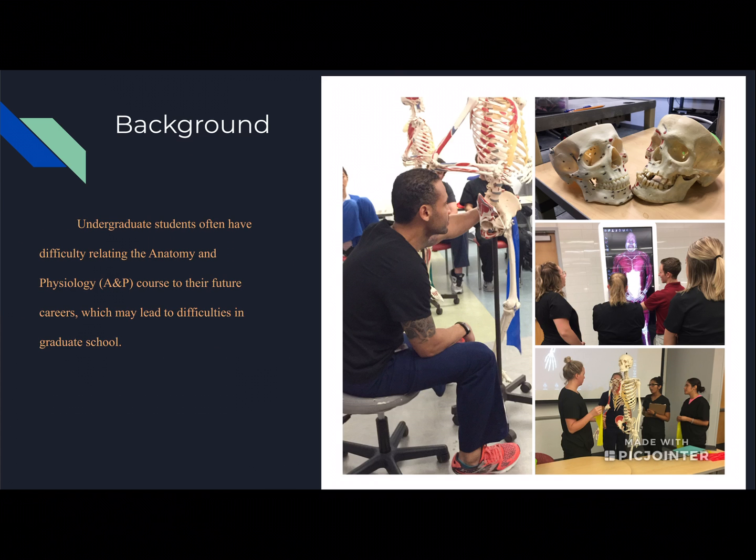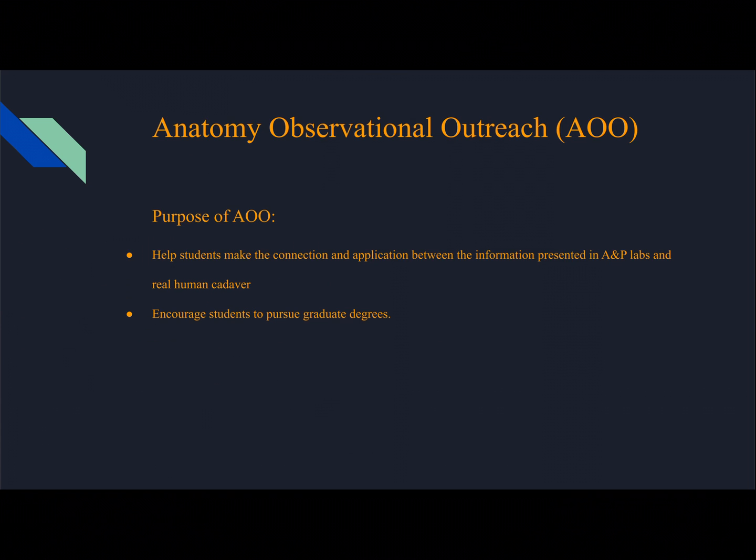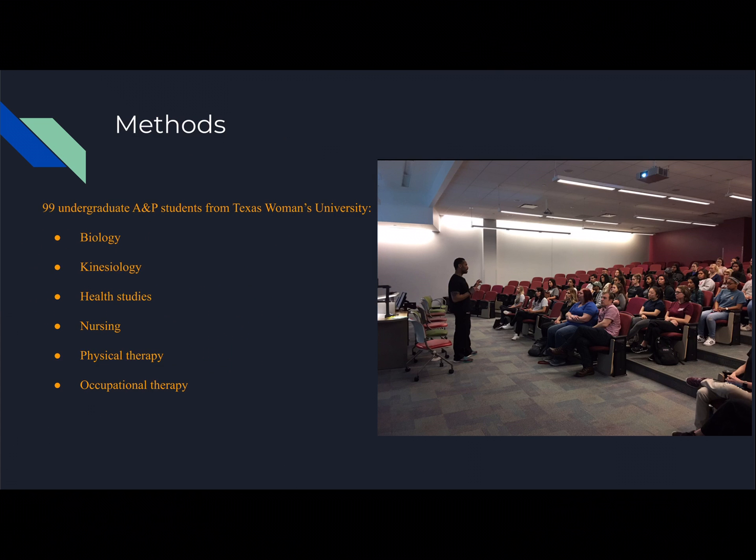One of the main problems of undergraduate students is the difficulty they have relating what they learn in the A&P courses to their future careers, and this could lead to difficulties in graduate programs or when they're pursuing graduate school. Therefore, the purpose of this AOO, Anatomy Observation Outreach, is to help students make that connection and application between what they learn in A&P labs and the real human cadaver. And as a second goal, we want to encourage students to pursue graduate degrees.